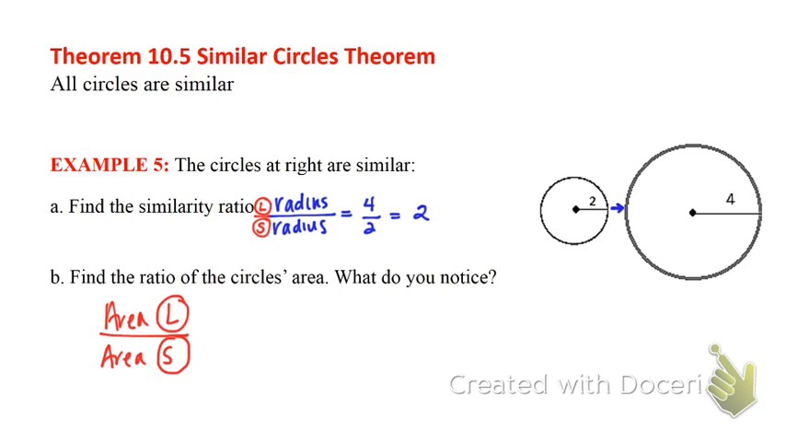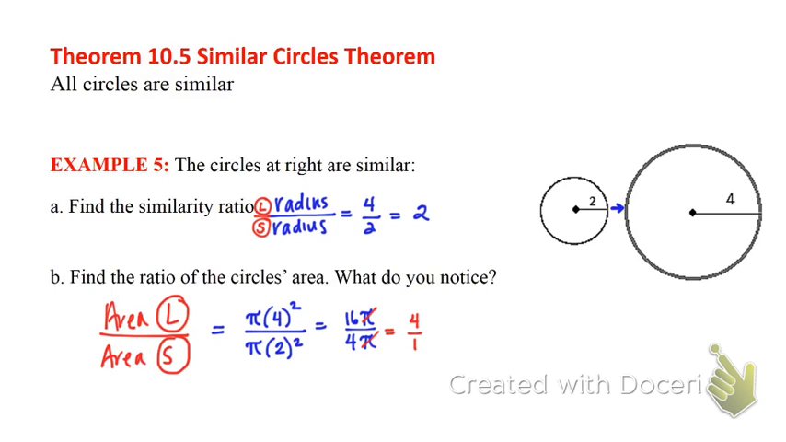So now let's find the area of these circles. So quick refresher about finding the area of a circle. It's pi times the radius squared. Pi times the radius squared. Let's simplify this. We're going to get 16 pi over 4 pi. You should notice that the pi's cancel. And we can also simplify 16 over 4, and so we get 4 over 1.